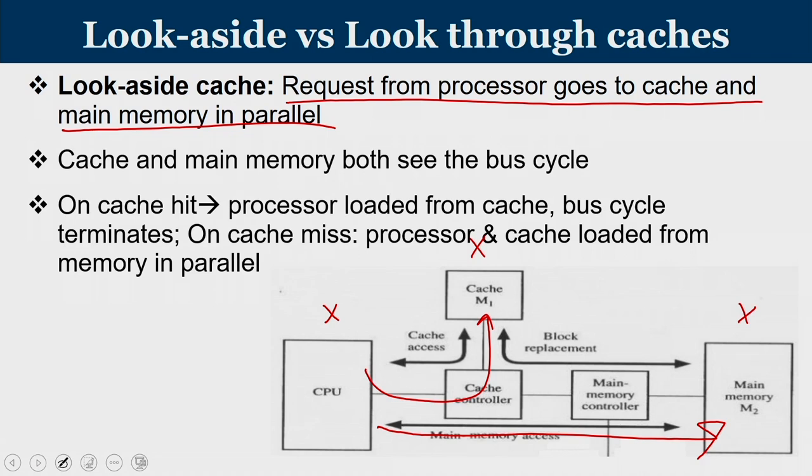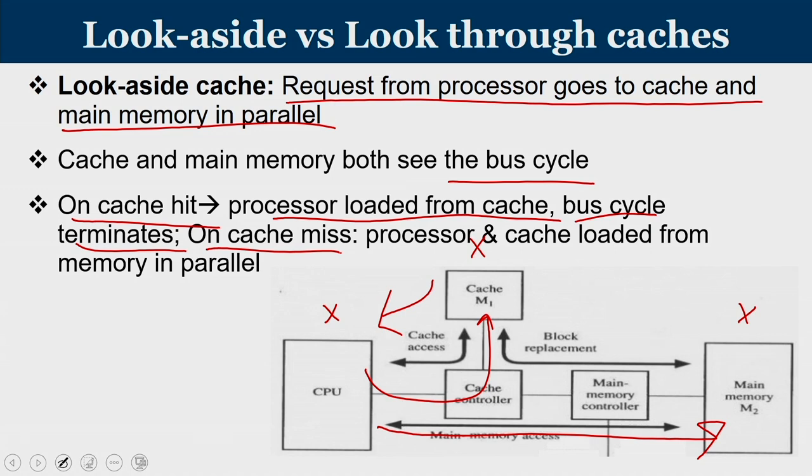What is the advantage? Cache and main memory both see the bus cycle. If there is a cache hit, the processor is loaded from the cache. This is what happens. The bus cycle which has gone to initiate things in the memory is cancelled. But if there is a cache miss, you need not trigger main memory. Already main memory has been informed this is the address that you need. So, when there is a parallel lookup in both cache and main memory, if the cache gets a hit, cache will return the word. If cache gets a miss, within some time the main memory is going to respond with the word.